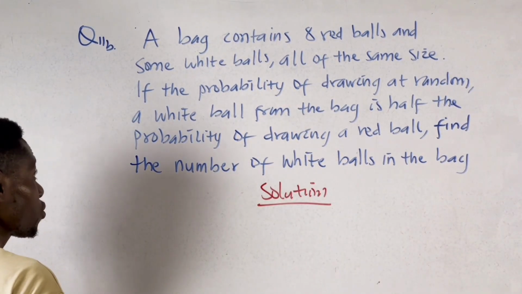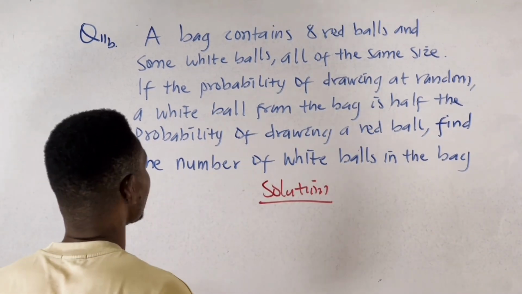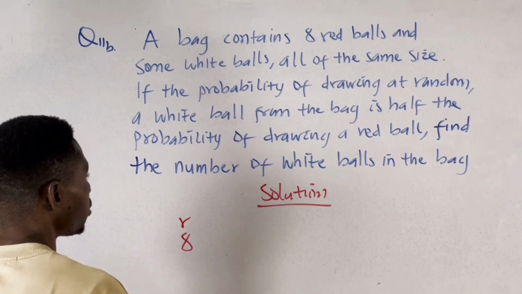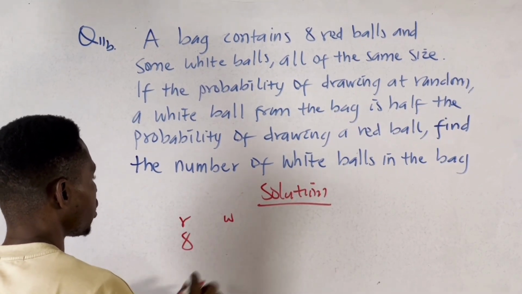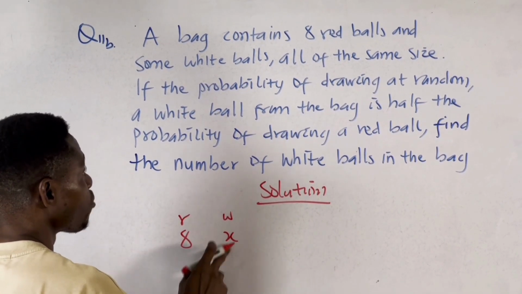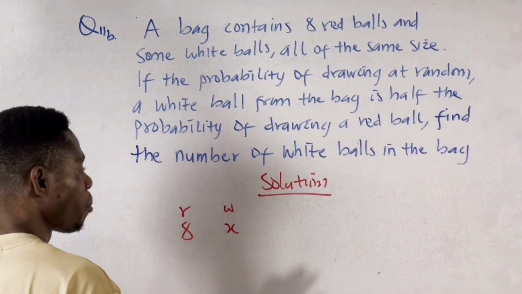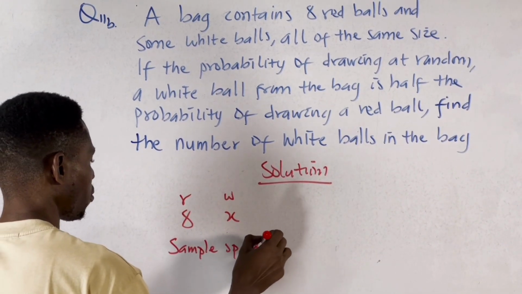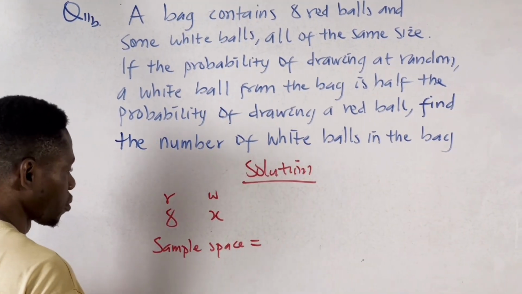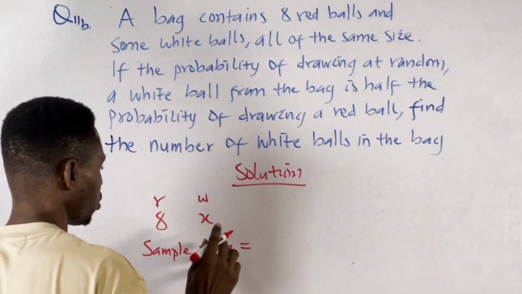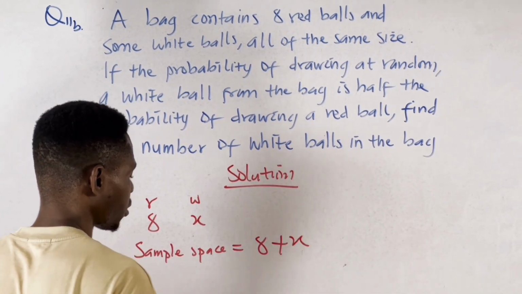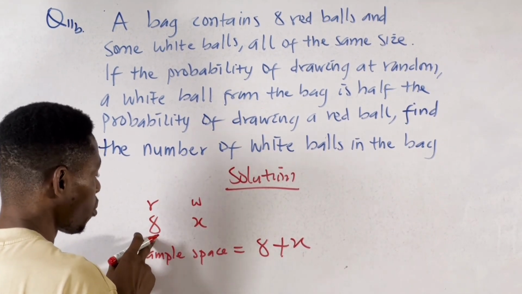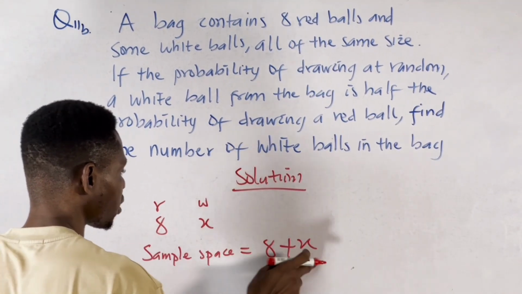Okay, so we know that the bag has red balls and white balls, right? So we have red 8, white, let's call that X. So let the number of white balls be X. So your sample space, or total possible outcome, will be 8 plus X. The total number of balls available in the bag will be the sum of the red and the white. So 8 plus X.